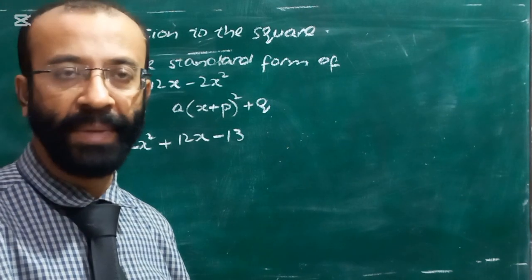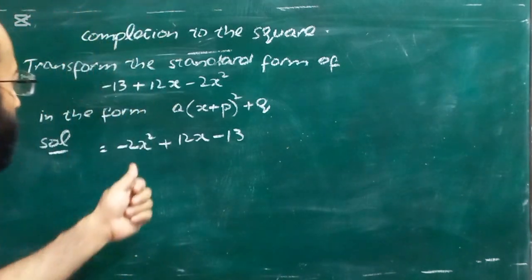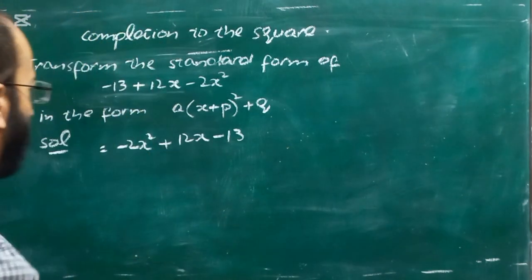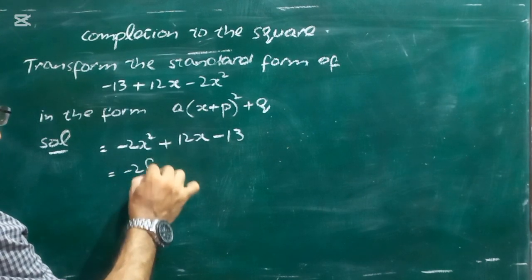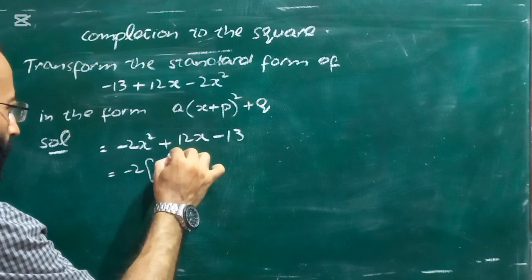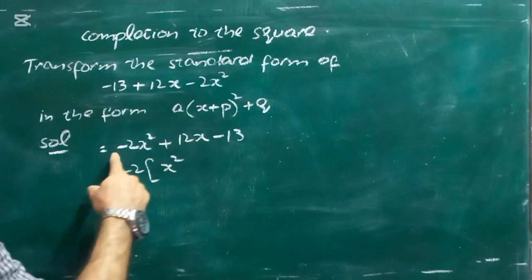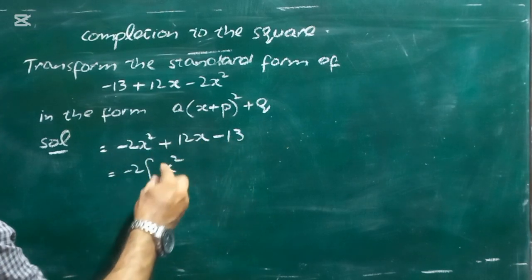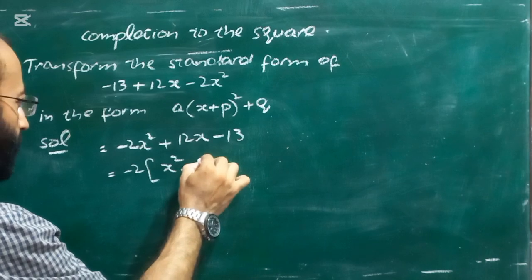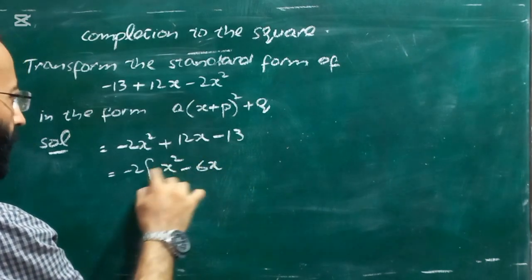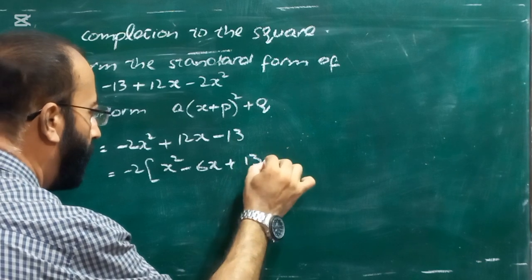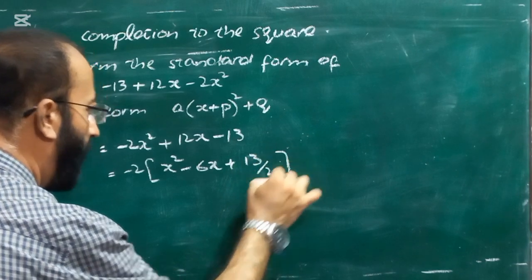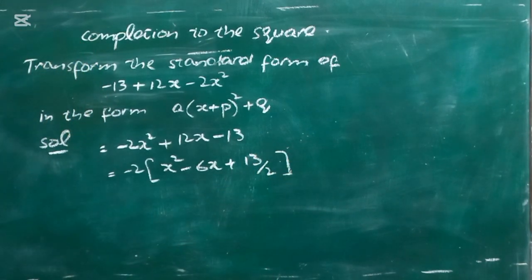Now the first step will be make the coefficient of x square become 1. So we will take minus 2 throughout the equation common. So remainder will be x square. Because of minus, signs will be changed. So x square minus 6x and plus 13 by 2. So we have taken minus 2 common from the equation.